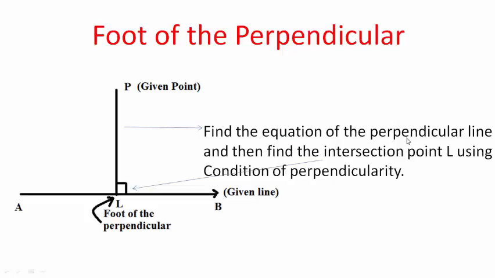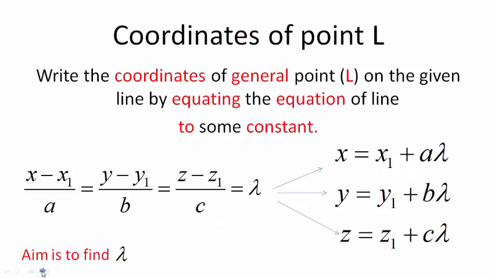By equation of line, that means you have to find the direction ratios of this perpendicular line. So we'll first find the coordinates of point L. Since L is any general point on the line, write the coordinates of the general point L on the given line by equating the equation of the line to some constant, and let's take it to be lambda. So (x minus x1)/a equal to (y minus y1)/b equal to (z minus z1)/c equal to lambda.